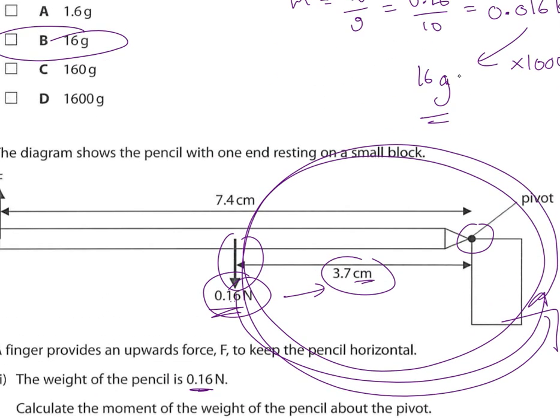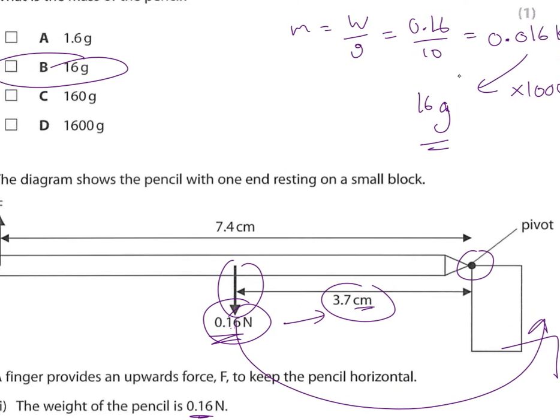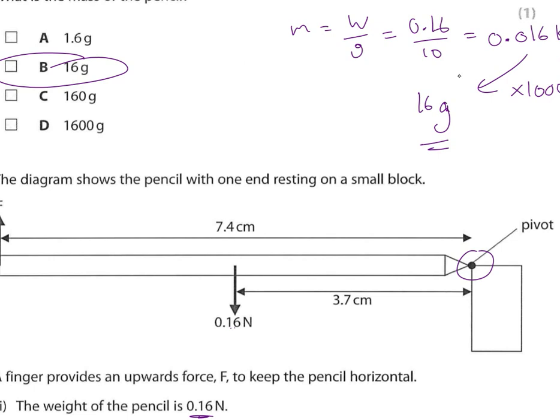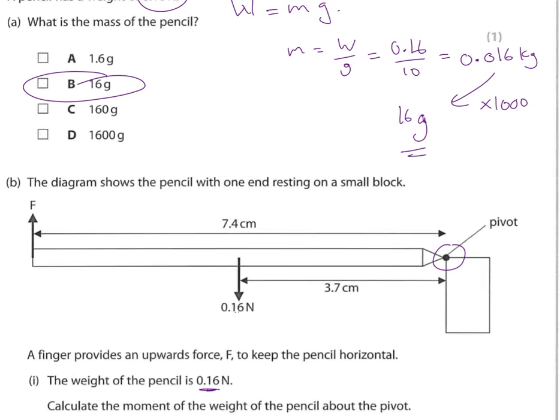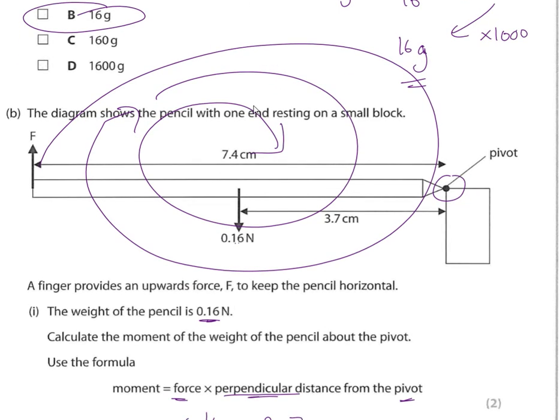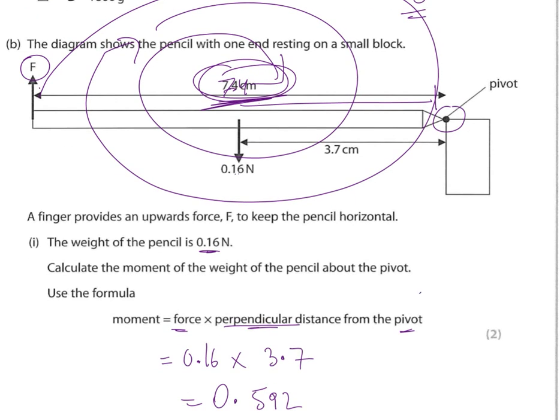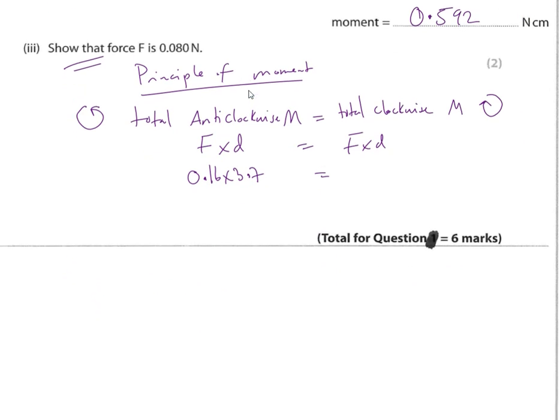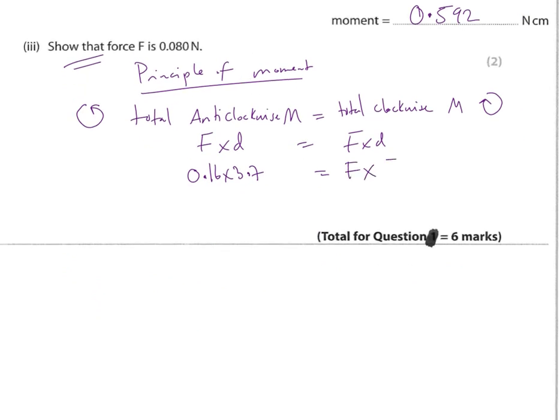Which one's clockwise? Again, let me delete this. Okay, clockwise is the other way, so this is the force. The force is here. If I zoom out a little bit, the force here, so therefore what is clockwise? The clockwise is like this, isn't it? So therefore, F is clockwise. How far is F? F is 7.4 from the pivot. Yeah, look at the equation. So therefore, it's going to be F multiplied by 7.4.